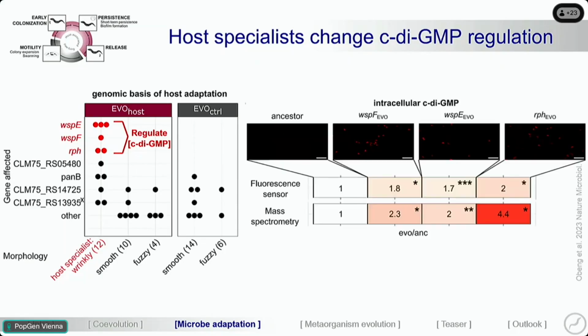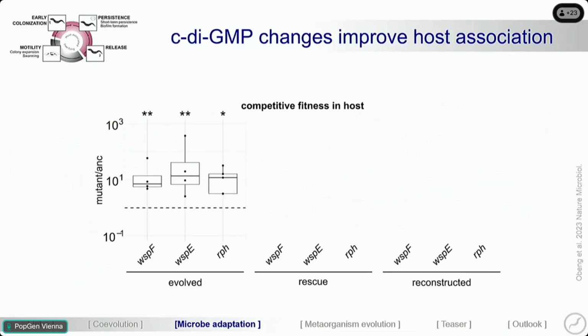We validated this further by measuring cyclic di-GMP for these bacteria. So here you have the ancestral bacteria, and then you have 3 different evolved bacteria. We measured cyclic di-GMP activity in 2 different ways, with a fluorescence sensor and via mass spectrometry. And the darker the red color, the more cyclic di-GMP we saw, and it's clearly a significant difference to the ancestor.